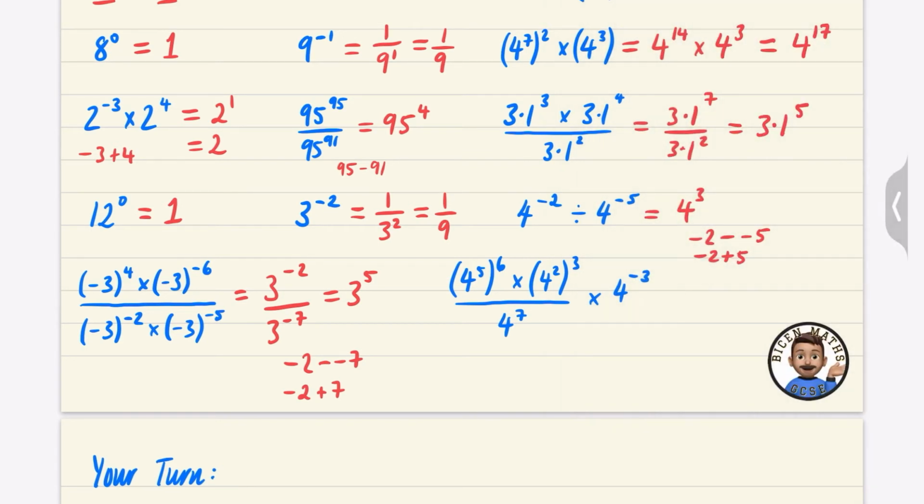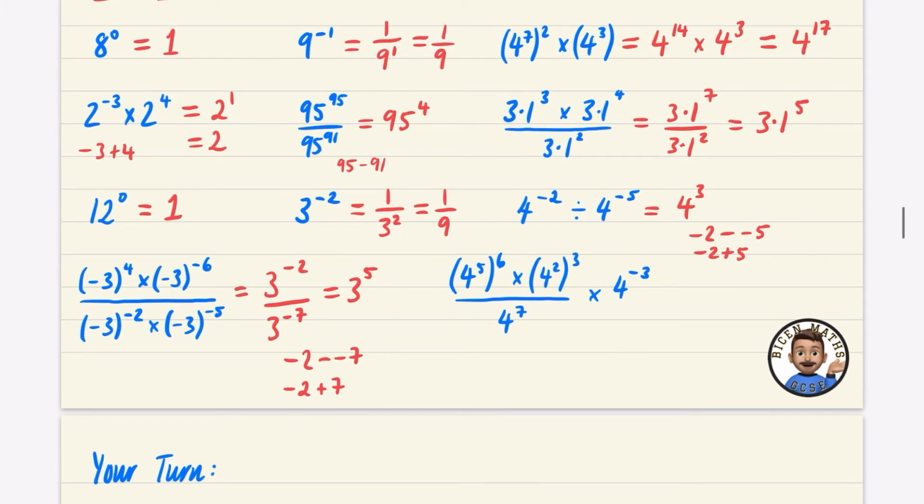Okay, last one for us to work out. I'm going to do some of the working out underneath this one, I think. So we've got the first part. We're going to multiply those powers. So that's 4 to the power of 30. The next one is going to be 4 to the power of 6. And that's going to be divided by 4 to the power of 7. And afterwards, it's 4 to the power of minus 3. So this is going to be, add these powers, 4 to the power of 36. And we're going to take away 7. So 36 take away 7 is 29.